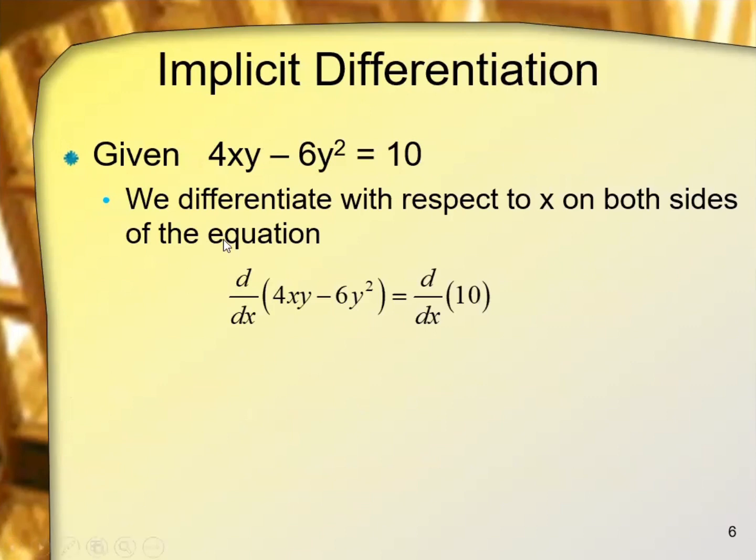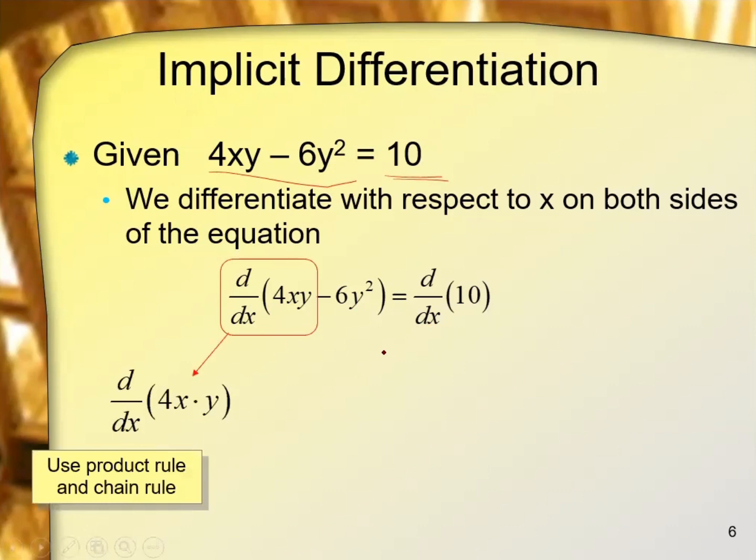So we have an example here. Given 4xy minus 6y squared equals 10, we differentiate with respect to x on both sides of the equation. So first, the derivative of the left side, and then the derivative of the right side. So the derivative of 4xy minus 6y squared is equal to the derivative of 10. We apply the product rule here. Derivative of 4x times y. This is your u, this is your v. So the derivative of 4x times y plus the derivative of y times 4x.